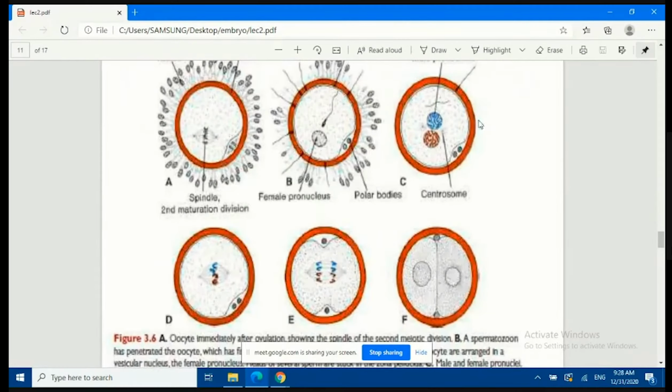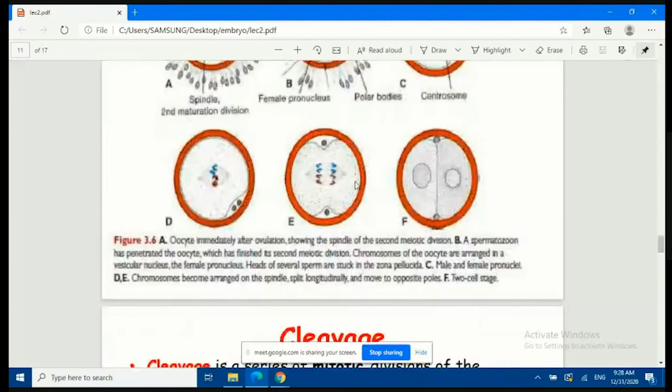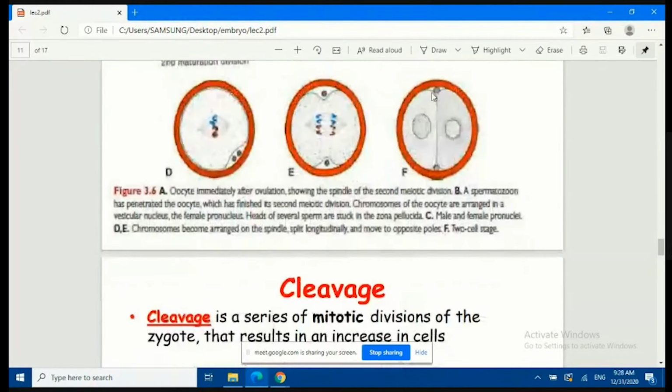This picture is for reading only. You need to see that there will be a fusion between the female and male chromosomes or nuclei, and the last thing is having a zygote and also a first division that happened after the zygote formation.